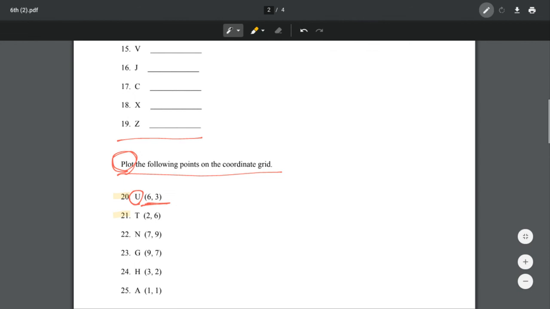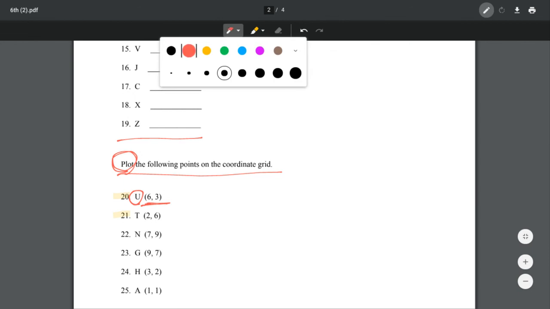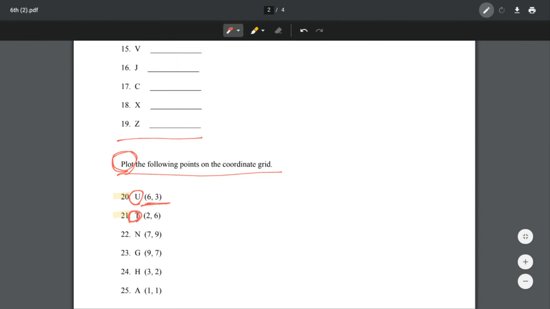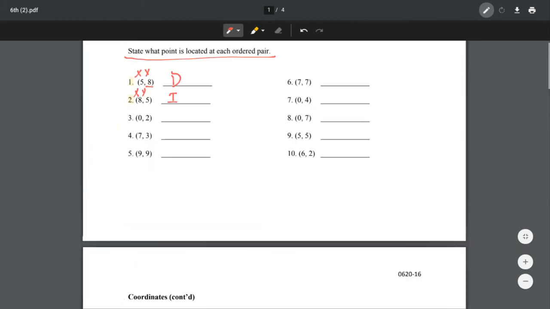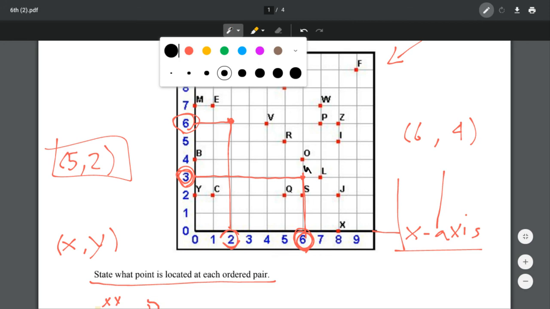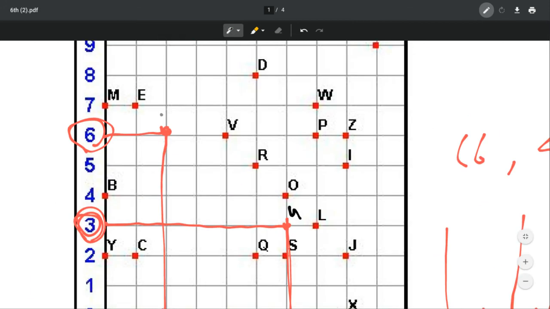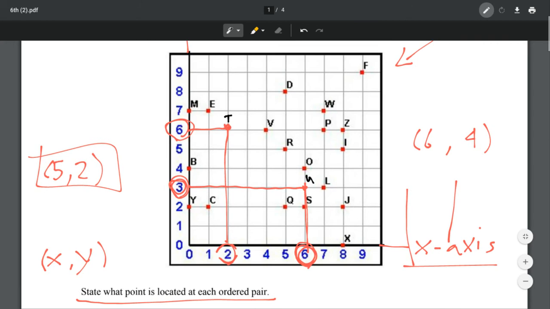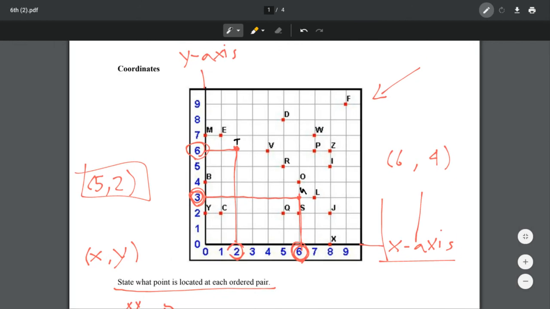Number 21. For point T, it's on the coordinate 2, 6. On our x-axis, here's 2. Y-axis, here's 6. Look for the point of intersection. Oh, I got past it. Here. Okay, here it is. And so that is our point T. So there we have our 2 new points.